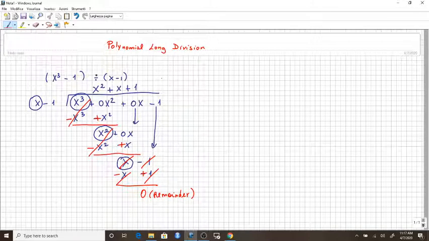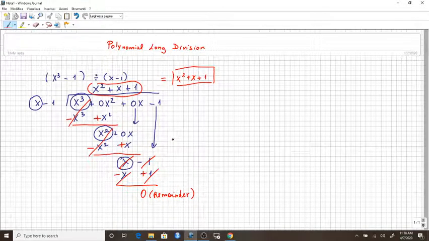So our answer is just this polynomial expression of degree 2, which is x squared plus x plus 1. And if we multiply this by x minus 1, we should get x cubed minus 1. So we get a remainder of 0, so this is your final answer. Okay? So now I was saying that we can solve this with a different process, which I just introduced, called synthetic division.